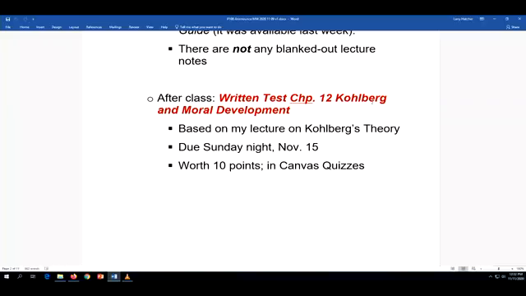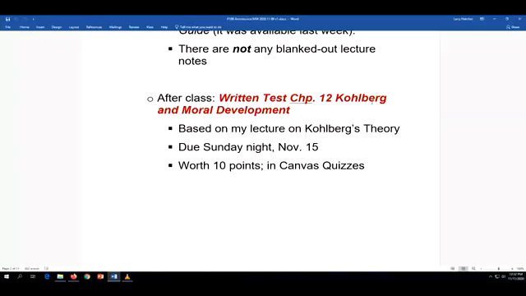Based on his reasoning, it'll be your job to indicate whether you believe he's operating at level 1, pre-conventional level of moral reasoning, level 2, conventional, or level 3, post-conventional. You'll choose the level you think he's at, and you'll defend your answer. You'll tell me why you think he's operating at whatever level you chose.